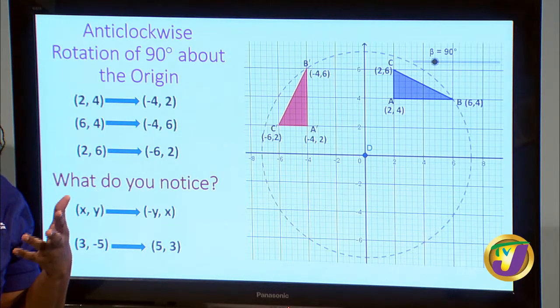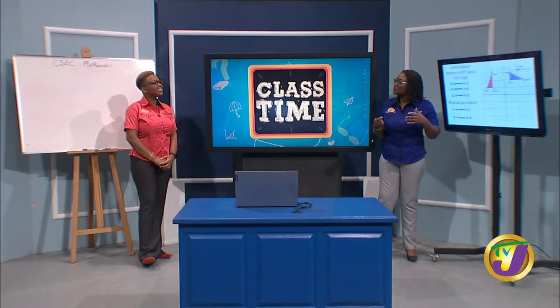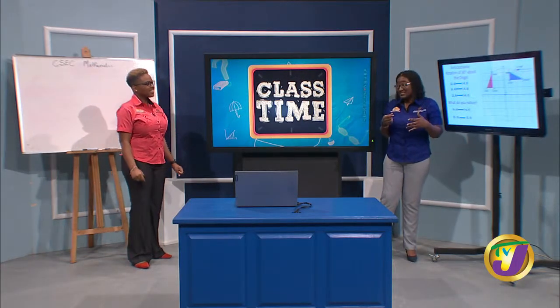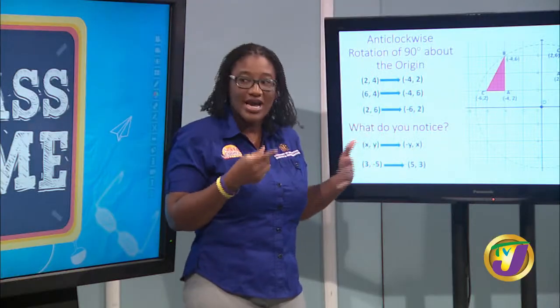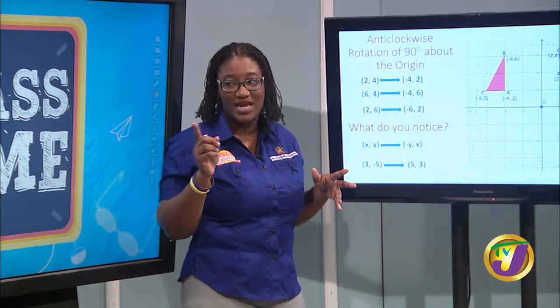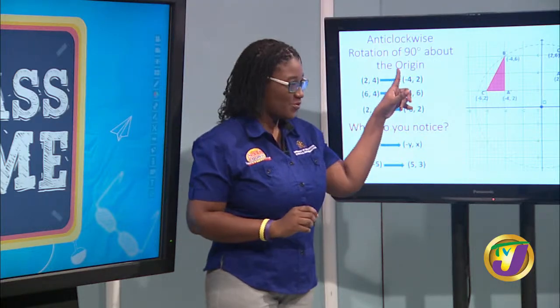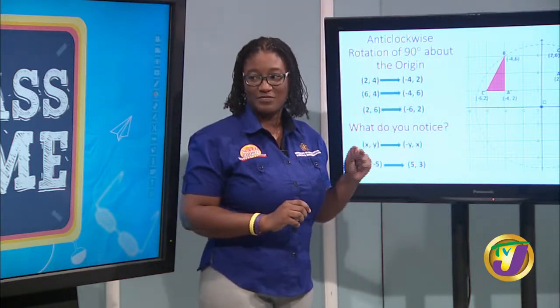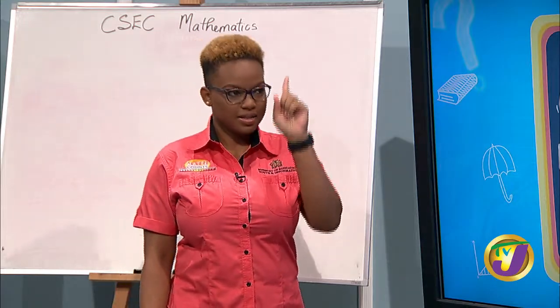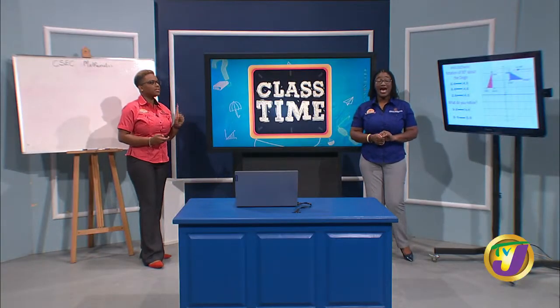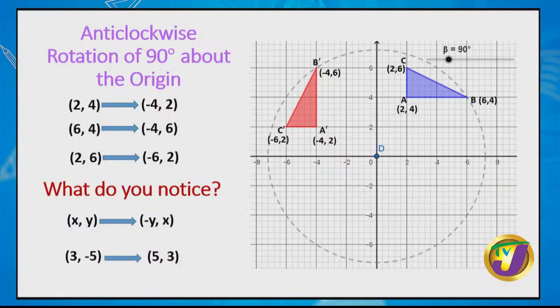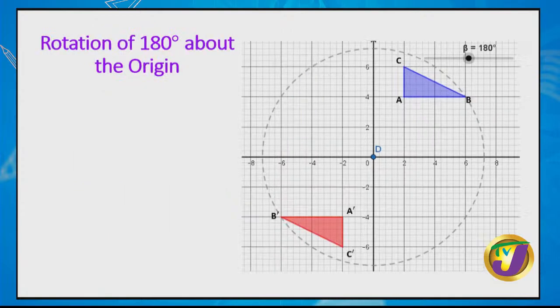So this is interesting, something students can use to assist in looking at rotations, examining only if it is being done about the origin, and for this particular angle, in this case a 90-degree anti-clockwise rotation about the origin. What about rotating 180 degrees about the origin?